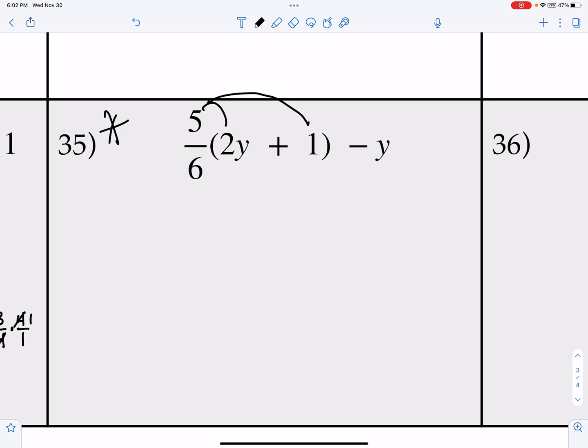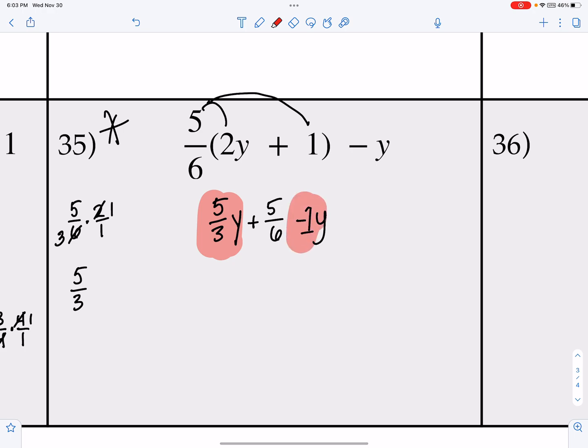5/6 times 1 is pretty easy, but 5/6 times 2 over 1 is a little bit annoying. So on the side here, I'm going to do 5/6 times 2 over 1, cross simplify, and we end up with 5/3. And so this first part is 5/3 y plus 5/6 minus y. I'm just going to put minus 1y just because I like that. Now we're going to go ahead and combine like terms.